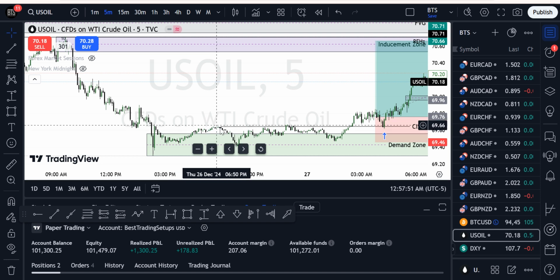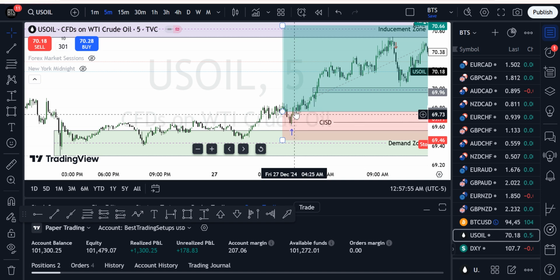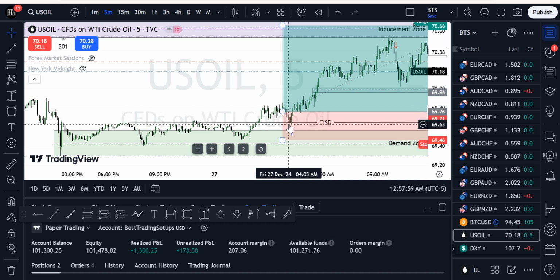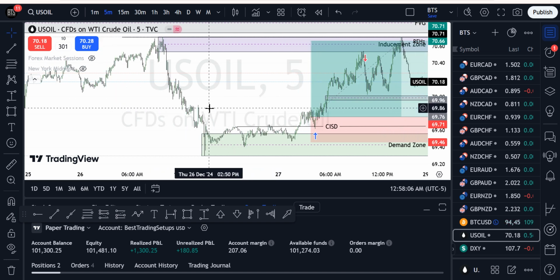So as you can see, those series of down close candles, the close, the retest, and I entered off of this bullish movement away from the retest of the CISD right there. So that's the way you can use CISD as a means of entry for your trades.